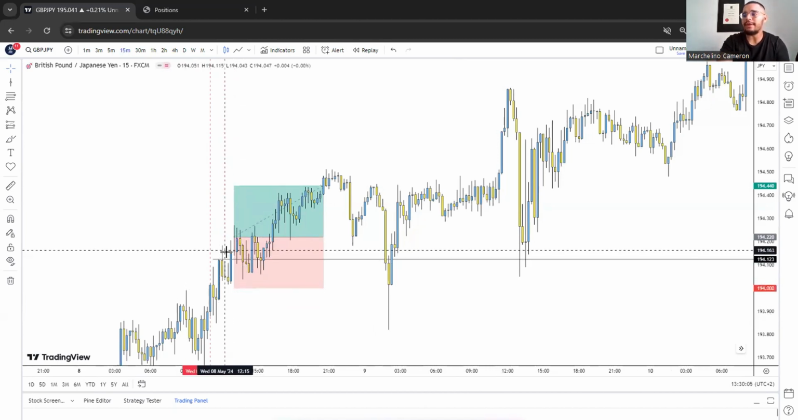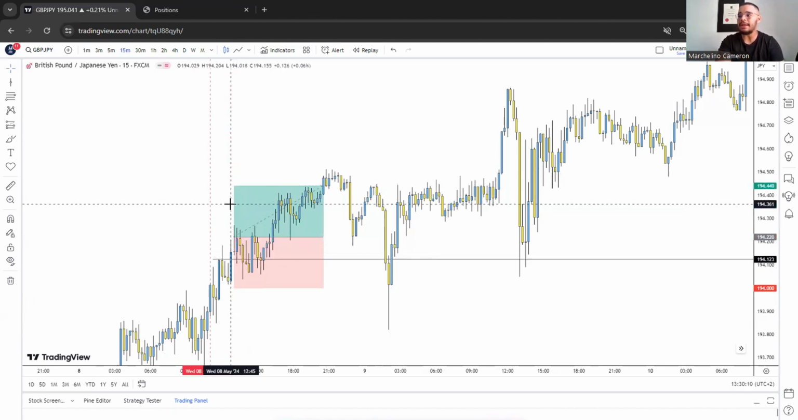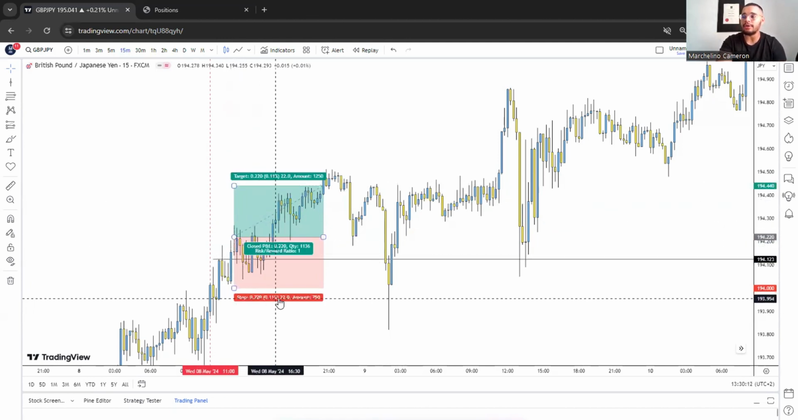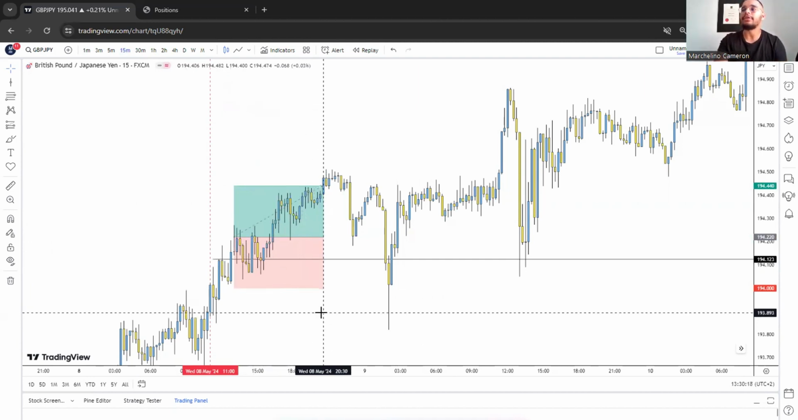Now what you can see is that price action actually came down first, creating this baby wick, then triggered me in, and we were in drawdown for a long time. Price action only hit my TP at 8:30, which was absolutely ballistic.